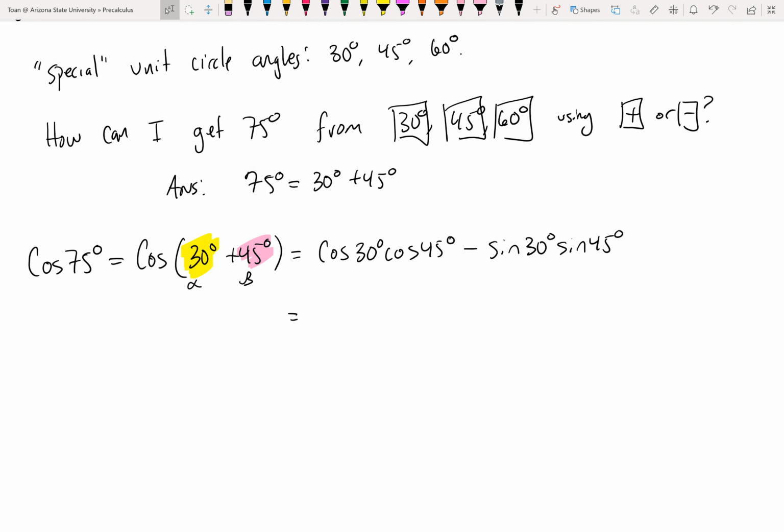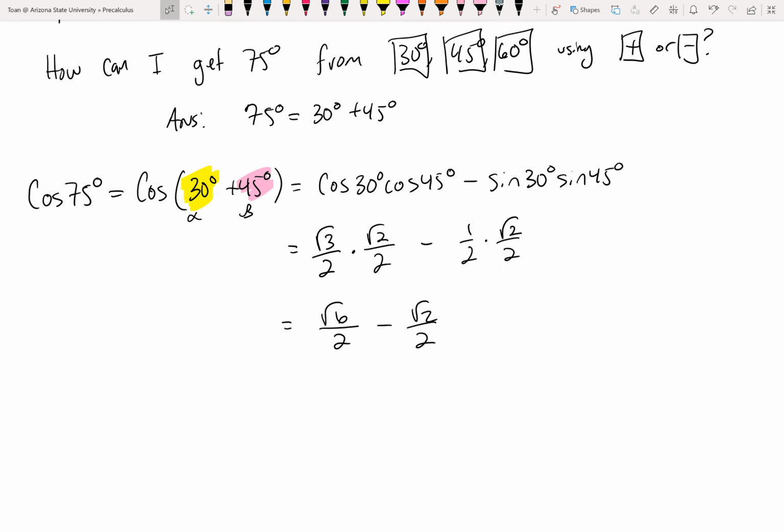So we should know that cosine of 30 degrees is radical 3 over 2. Cosine of 45 degrees is radical 2 over 2. It's actually 1 over radical 2, but I went ahead and rationalized it. Sine of 30 degrees is 1/2. Sine of 45 degrees is radical 2 over 2. So that gives us rad 6 over 2 minus rad 2 over 2. They have a common denominator, so just squish it together.